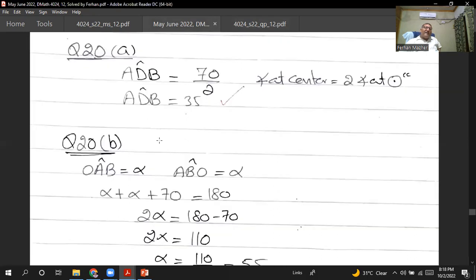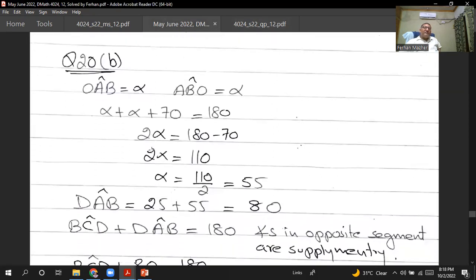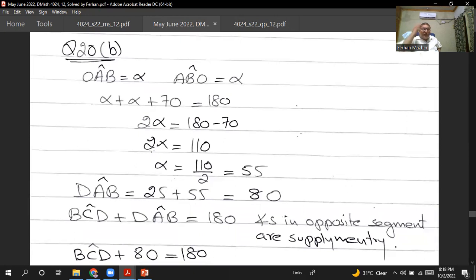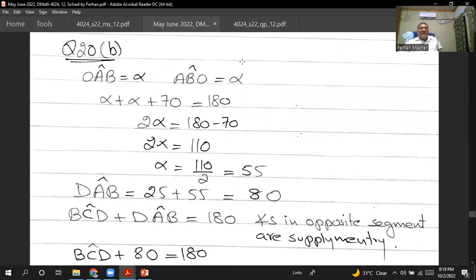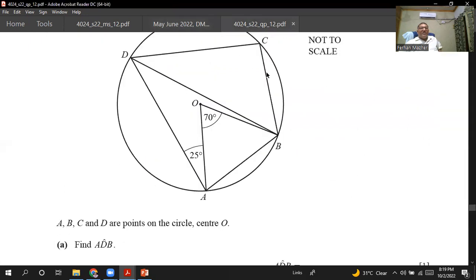And that will be alpha plus 70. Alpha plus 70 equals 180. So 2 alpha will be equal to 180 minus 70. So 2 alpha will be 110. So alpha will be 110 divided by 2, and that will be 55. So now I know this angle. I know this angle. That's how much? 55. So now this whole angle will be 25 plus 55, which will be 80.